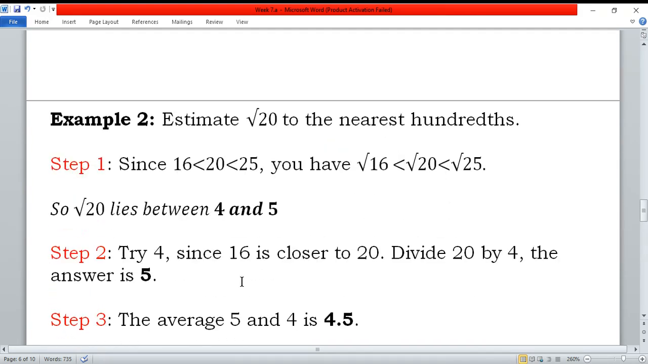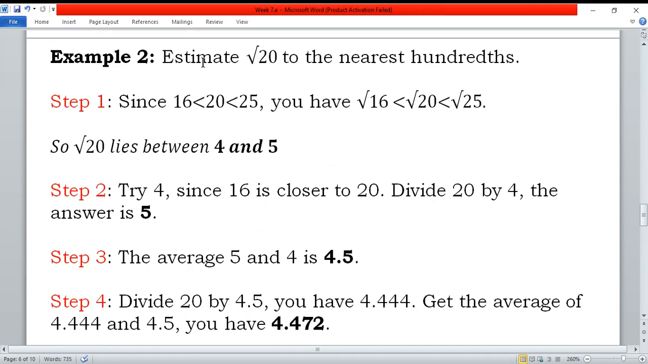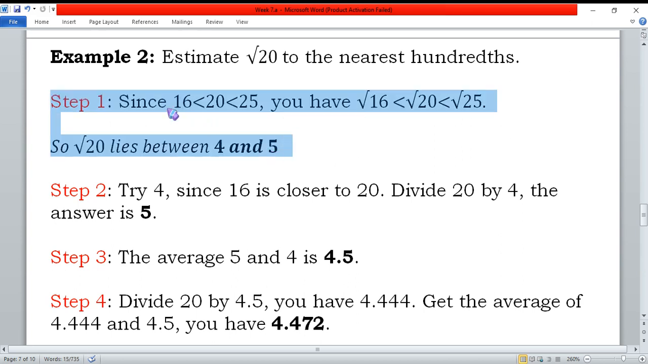Okay. Let's have example number 2. Example number 2 is to estimate square root of 20 to the nearest hundredths. So, step number 1. So, kukunin uli natin yung dalawang integers na kung saan makikita natin yung square root of 20. So, it shows here that square root of 20 lies between 4 and 5 because this one is 16, this one is 25 rather. Okay? So, nasa pagitan ng 4 and 5. So, maaring ang square root of 20 ay more than 4 but less than 5. Ang result natin to the nearest hundredths.